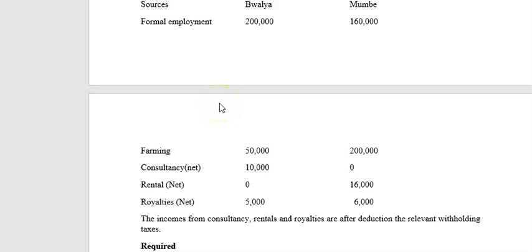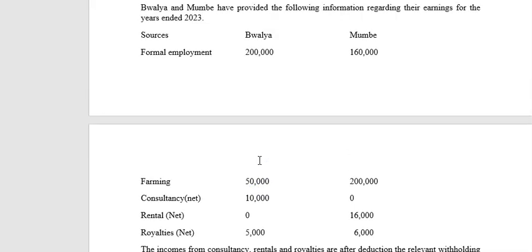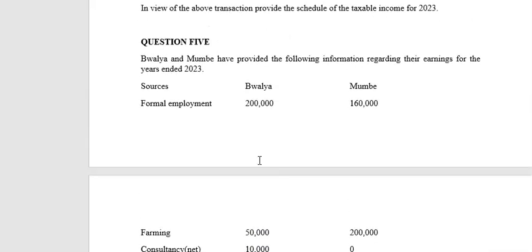So welcome to my second part on computation of personal income tax. We're still dealing with question number 5 in the final exam past paper, which says Wadia and Mumbe have provided the following information regarding their source of earnings for the year 2023. So there's a source and then the name of the person.